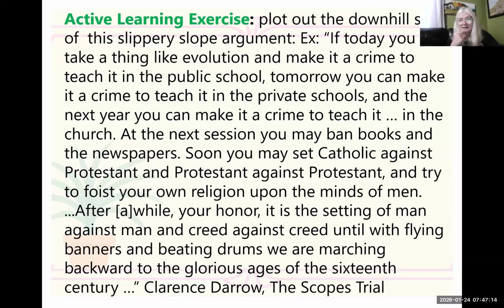Soon you may set Catholic against Protestant and Protestant against Protestant and try to foist your own religion upon the minds of men. And after a while, Your Honor, it is a setting of man against man and creed against creed until with flying banners and beating drums, we are marching backward to the glorious ages of the 16th century. So try this out, just figure out how many different steps that were each unsupported does Darrow give you here.